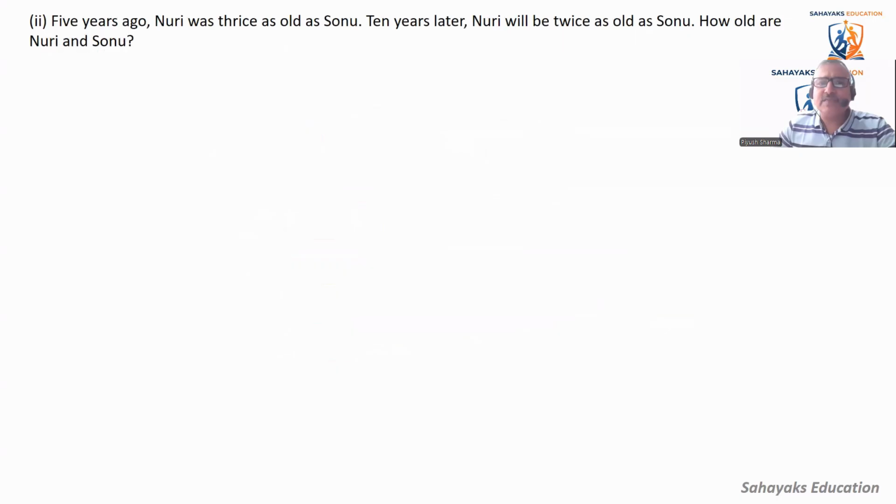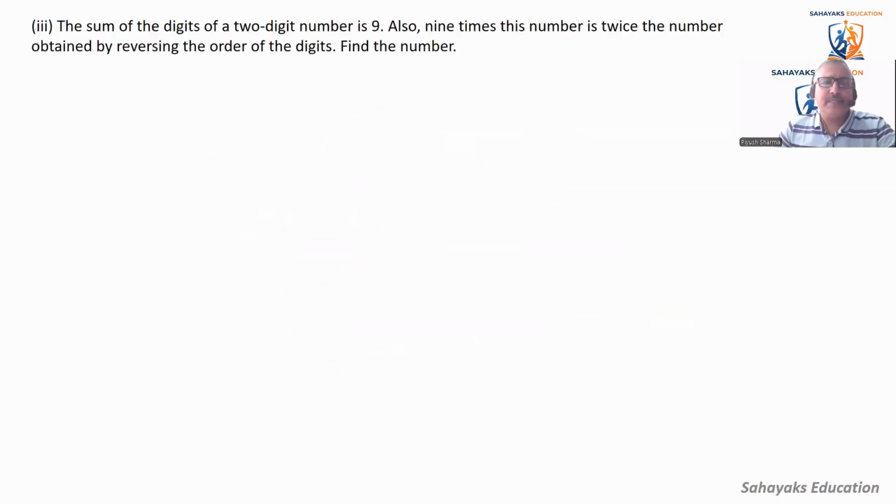Okay, there are certain questions which are very similar. So let me just take a question which is pretty important. Okay, this is an important question. The sum of digits of a two-digit number is 9.